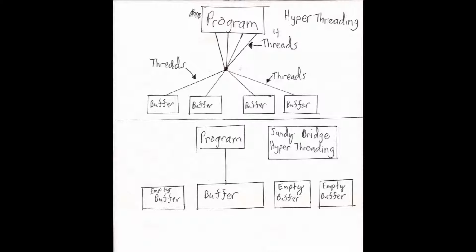What it'll do in Sandy Bridge is that the program will send out its instruction thread into a buffer, and it's only utilizing, say, one buffer out of four. So you're going to have 3 empty buffers and 1 full buffer, and the program's instructions will be sent through and go into the execution units. So basically, you're wasting silicon space and you're wasting buffers because it's not a multi-threaded program.